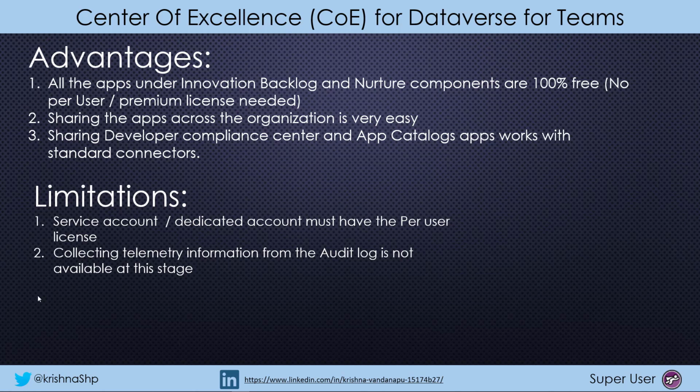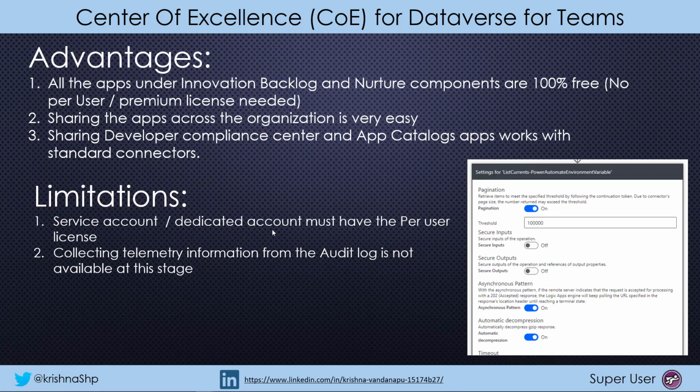And the limitations are service account or dedicated account must have per user license. The reason behind that is all the flows created at the COE were configured with the pagination count as 100K. If you don't have a per user account, the regular account will not be able to handle this throttling or pagination value. Second limitation is collecting telemetry information from audit log is not available at this stage.